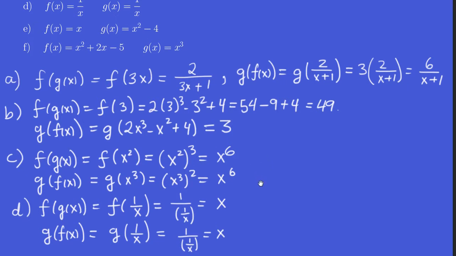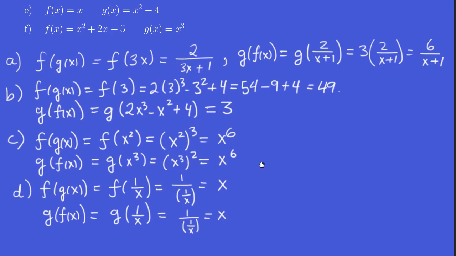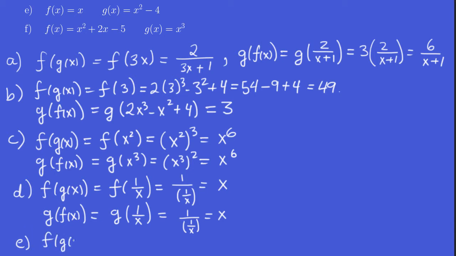All right, question E, f at g of x. So g of x in this case is x squared minus 4. Let me make that replacement. And you know, f of x is just x, so that means f of whatever is just that thing, right? So f of this is just x squared minus 4.